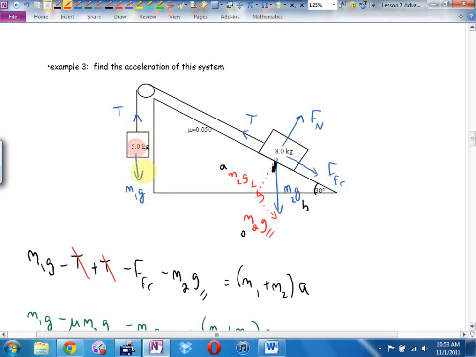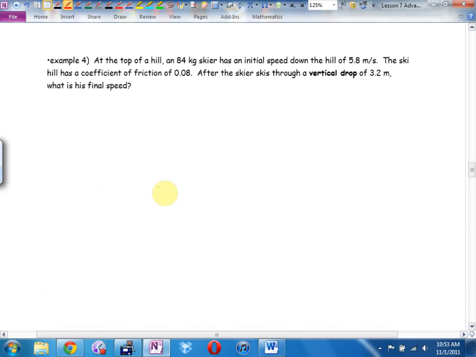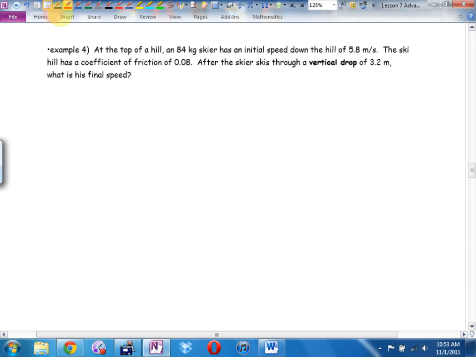Example 4, and I think this is the last one. Yep. I like this question in that this question combines everything we've done so far this year. We're going to use some kinematics and all sorts of stuff. It says this: at the top of a hill, an 84-kilogram skier has an initial speed of 5.8 meters per second. The ski hill has a coefficient of friction of 0.08. After the skier skis through a vertical drop of 3.2 meters, what's his final speed?